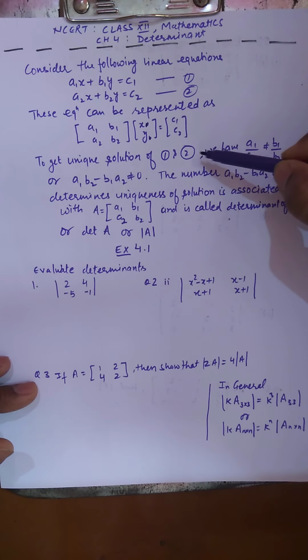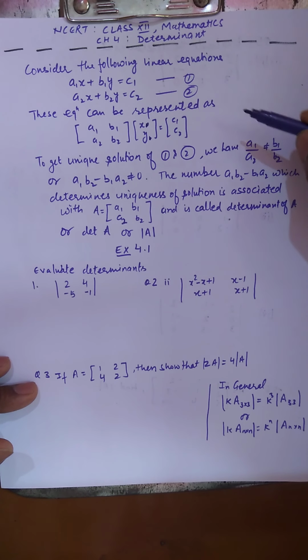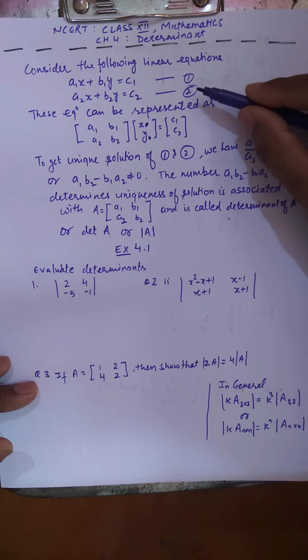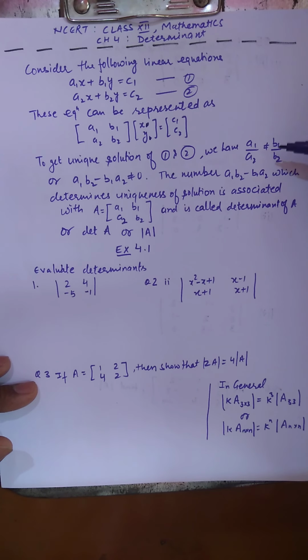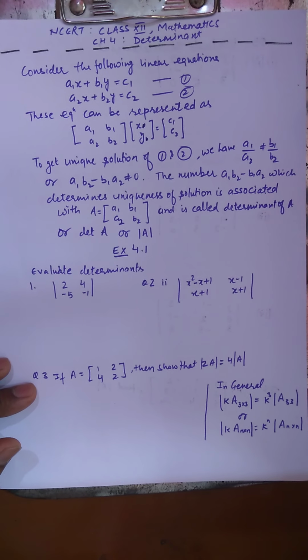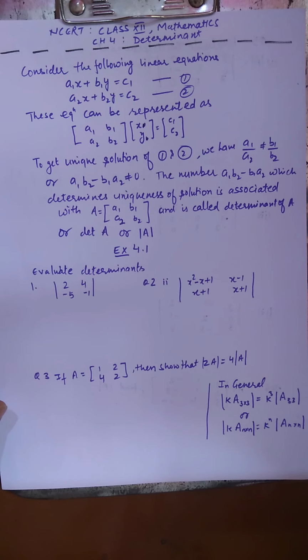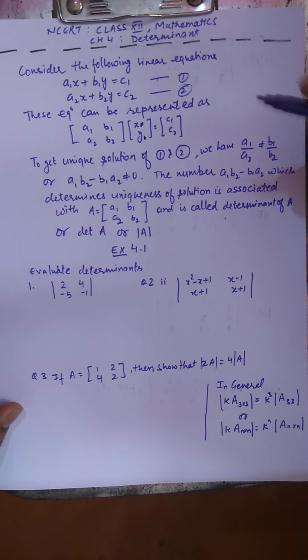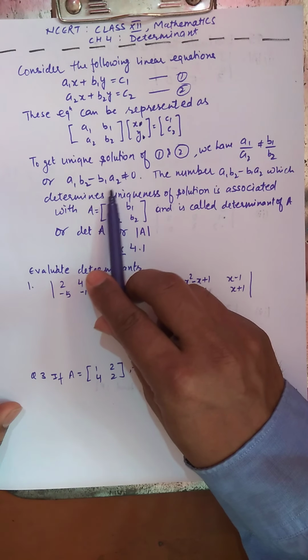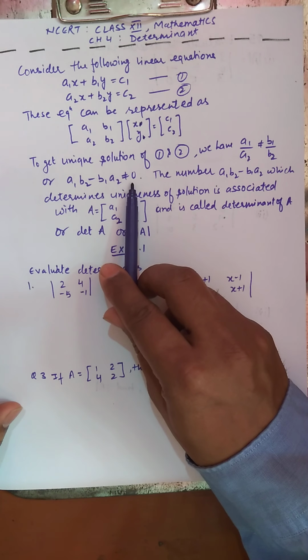Now to get the solution of equations 1 and 2, you remember when do you get the unique solution of equations number 1 and 2? This you have done in class 10th, that a1 upon a2 not equal to b1 upon b2. In this condition you will get the unique solution. Or do the cross multiplication, you will get this equation as a1 b2 minus b1 a2 not equal to 0.